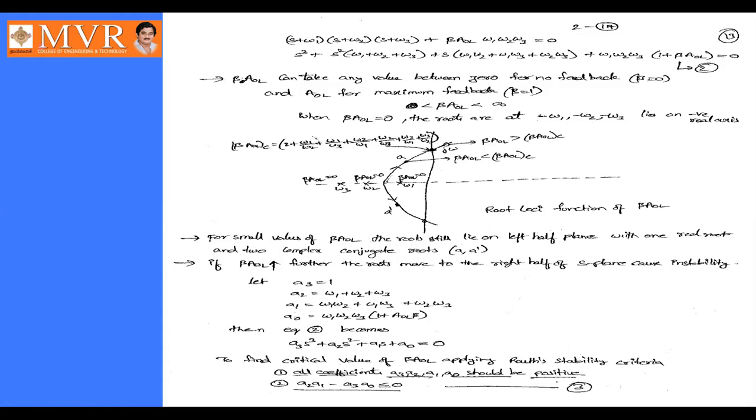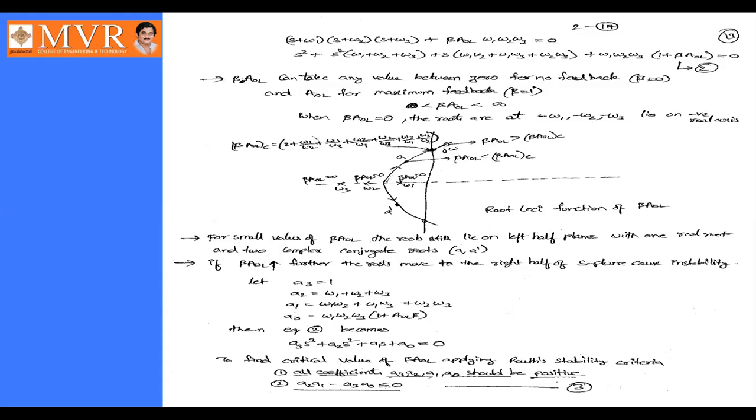To find the critical value of beta AOL, we are going to use the Routh stability criterion. By using it, we are going to obtain the value of beta AOL. So what must be the beta AOL value? That we are going to obtain by applying the Routh stability criterion. What are the main conditions for this criterion? All the coefficients, that is A3, A2, A1, A0, should be positive.